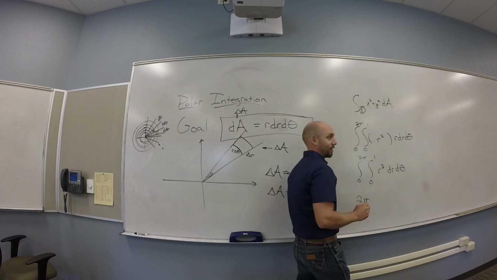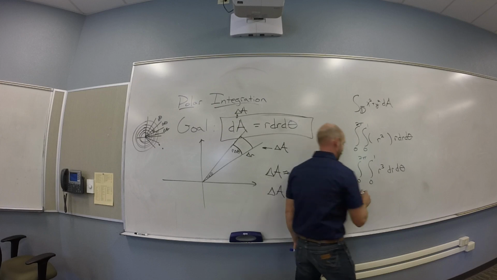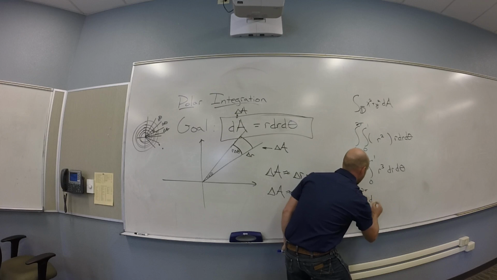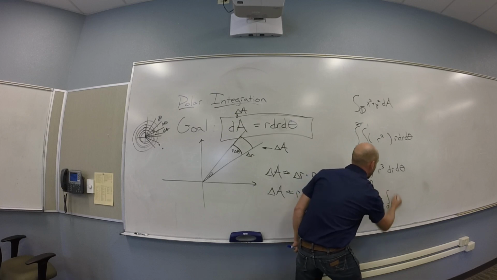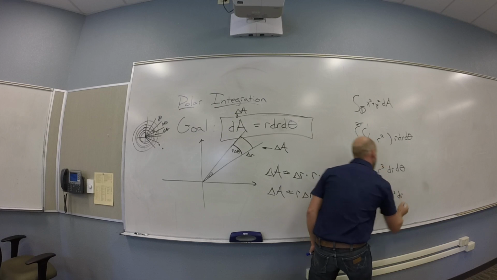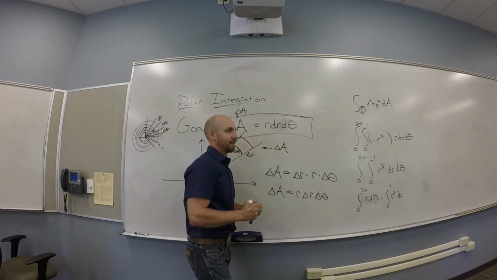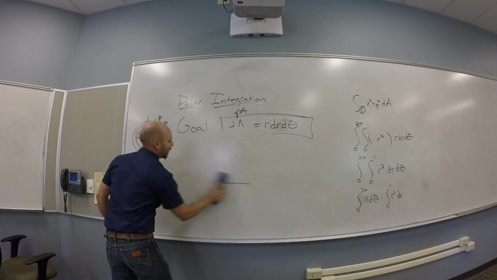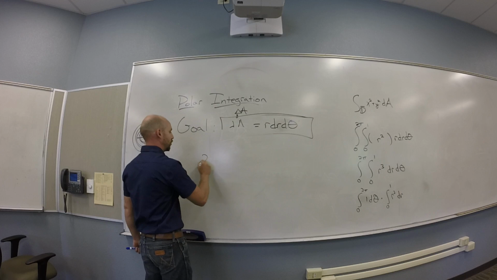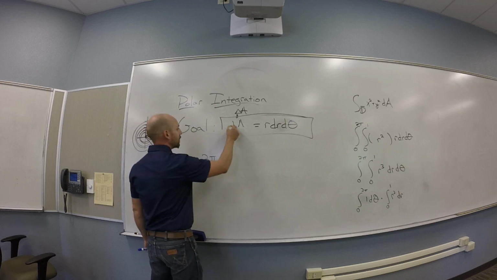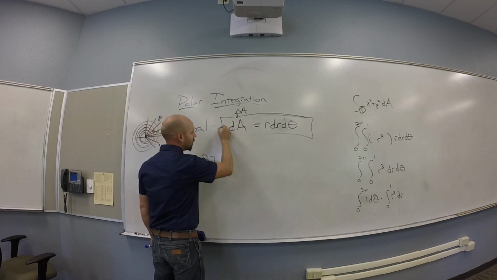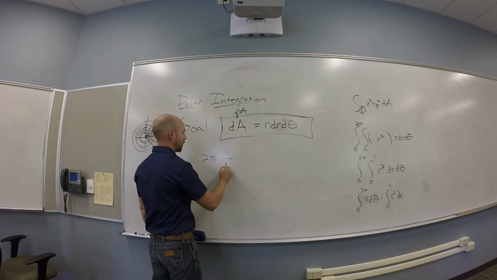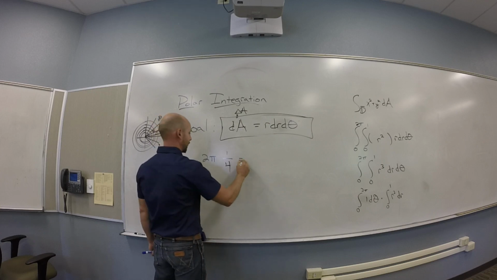You get the integral from 0 to 2 pi of 1 d theta times the integral from 0 to 1 of r cubed dr. You guys buying that? So it just becomes 2 pi. So I get 2 pi times r to the 4th over 4, integrated from 0 to 1. Just 1/4. Okay, I forgot to integrate in the first place.